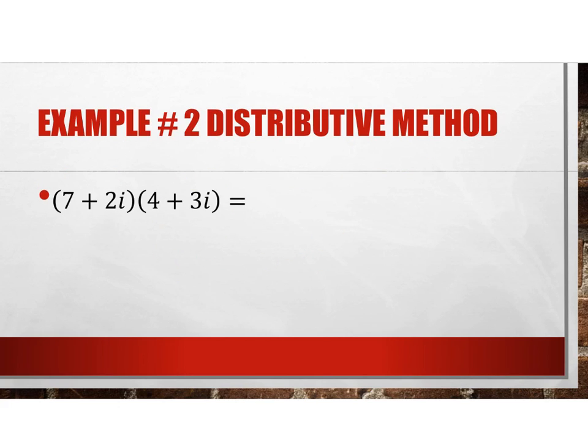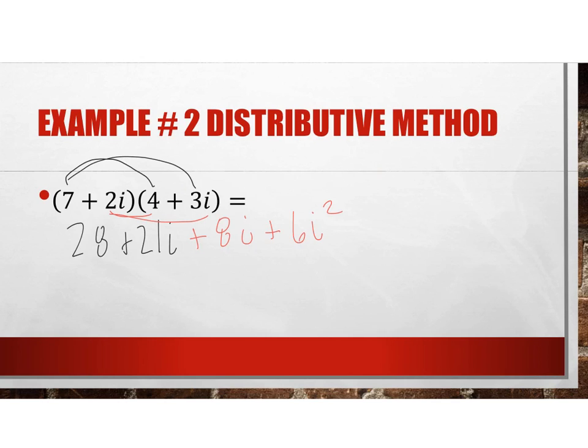Similar to multiplying polynomials, you can use the distributive method. I'm going to start by timesing 7 by 4, which is 28, and 7 times 3i, which is 21i. I still need to distribute the 2i. 2i times 4, 8i, and 2i times 3i gives me 6i squared. Always look for those i squareds, because I can replace it with negative 1. So now I have 6 times negative 1 equaling negative 6.